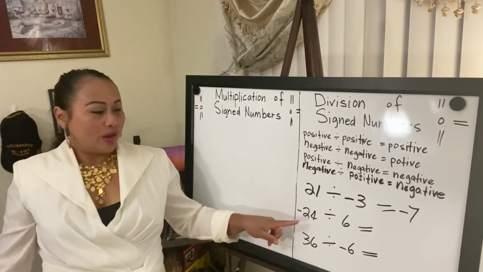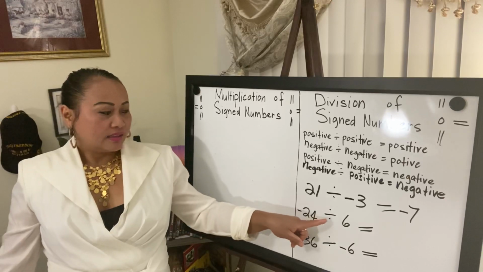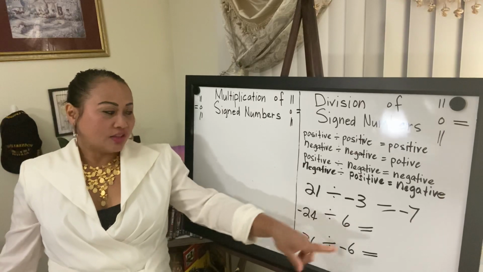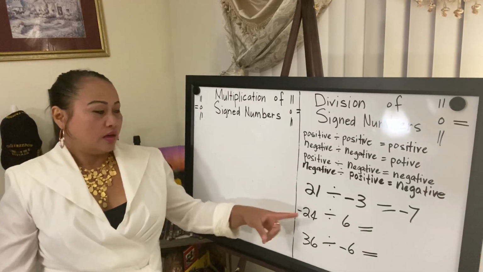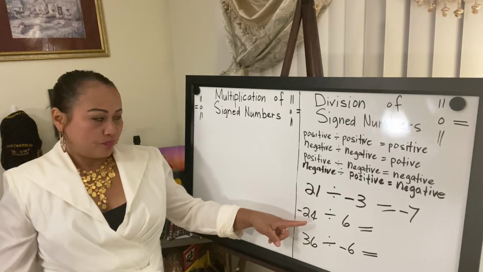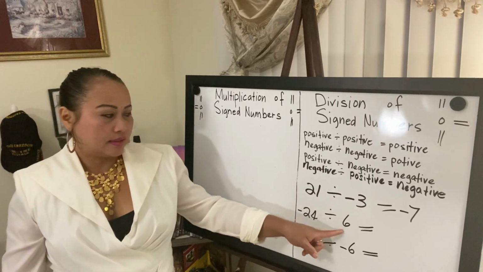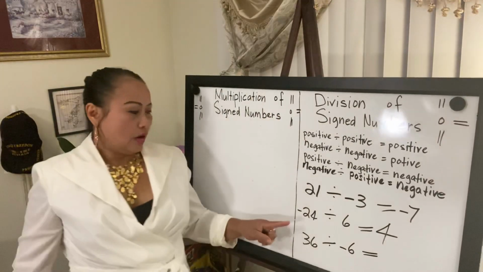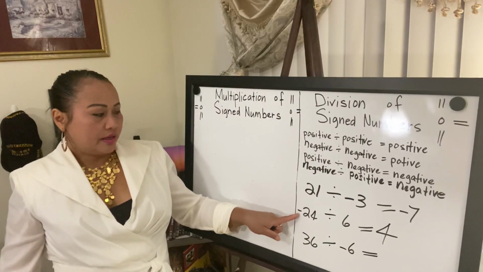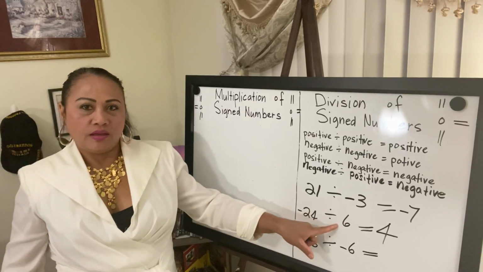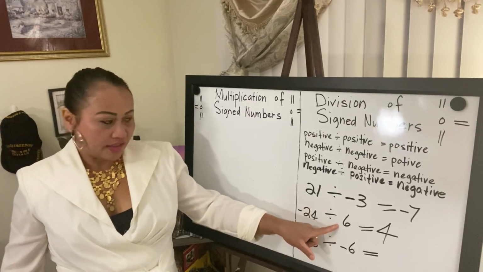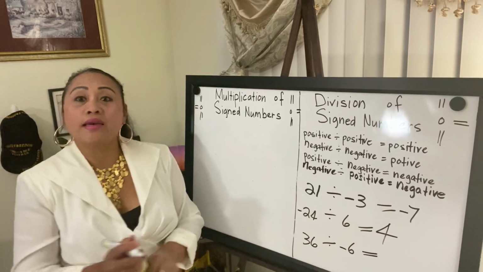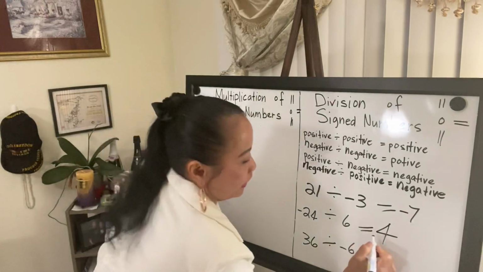Next, negative 24 divided by positive 6. What is the answer? So, we have to divide the number first, okay? 24 by 6 equals 4. Now, look at the sign. Negative, positive. Unlike signs or different signs, what is the answer? Always negative.